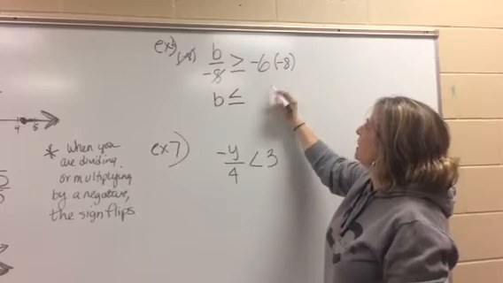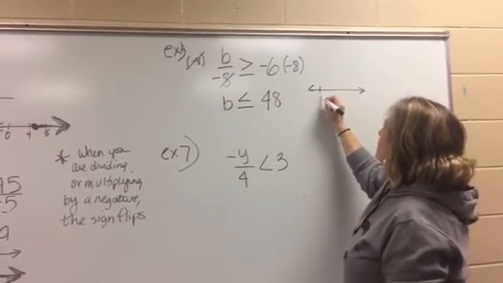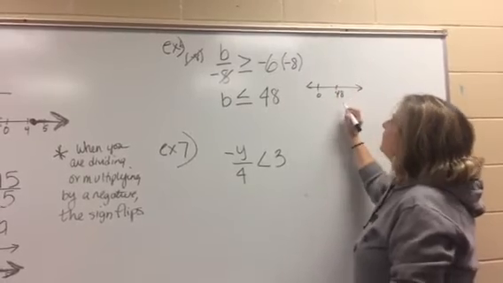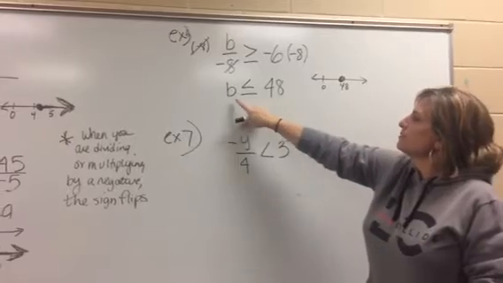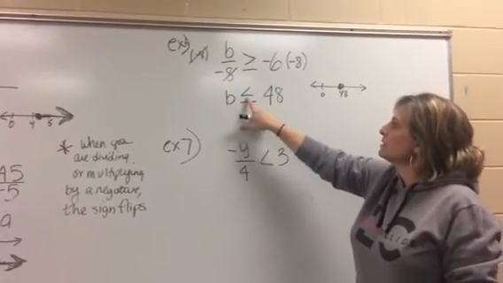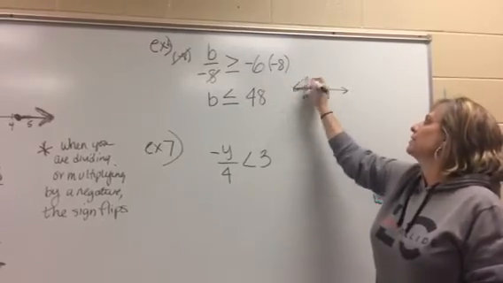A negative times a negative is a positive 48. How would you graph that? Here's 0, here's 48. It's going to be a closed circle because of the line underneath it. This tells me all my answers are less than or equal to 48. Less than is that way. I color in this way.